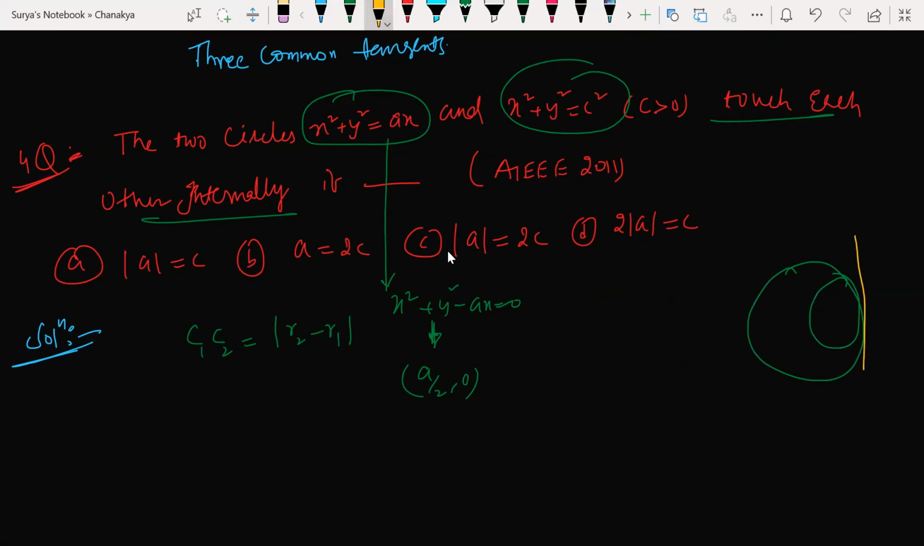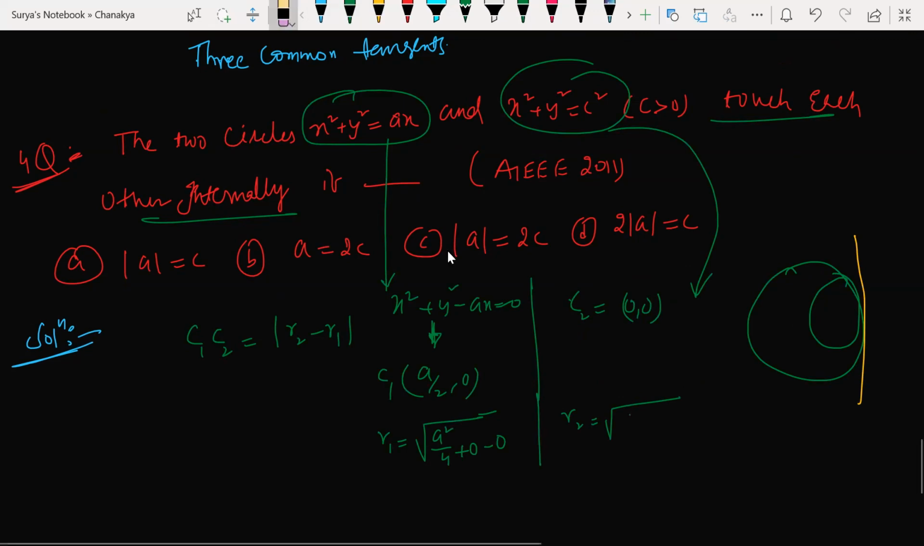So here one common tangent can be drawn. In fact, leave it. That is not required here now. So now, if I talk about this one, what is the center here? Center 2 is 0 comma 0. All right. What is the radius here now? A square by 4 plus 0 plus 0. I don't have C here, so minus C, in fact, minus 0. What is R2 here? R2 is C.